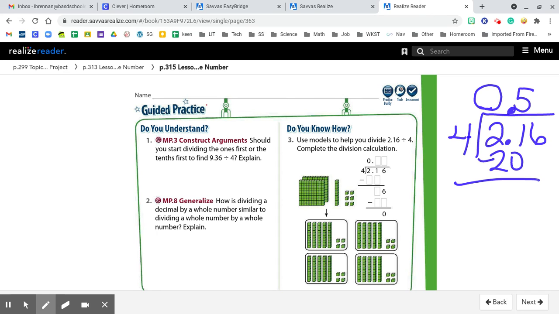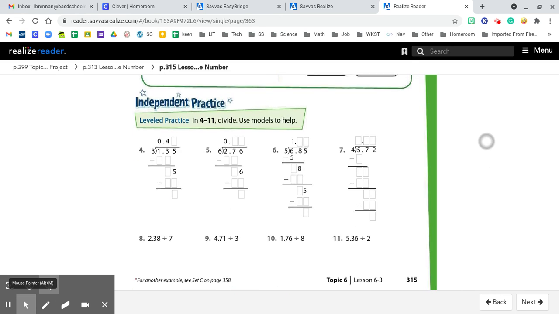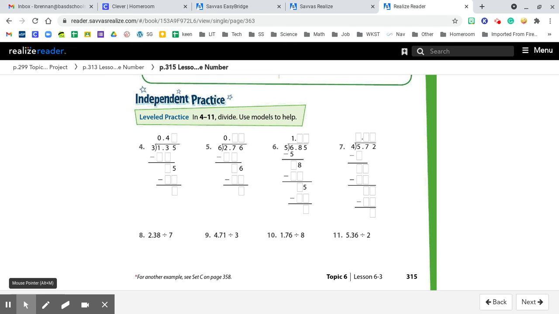Notice I'm just subtracting. I'm totally ignoring that decimal. So I'm doing 21 minus 20. That sometimes gets a little tricky for kids. And bring down the 6. 4 goes into 16 4 times. And then 16 minus 16 is 0. So remember, you're ignoring that decimal till the end. All right. So if you want to go through and do some of these for practice, you can.